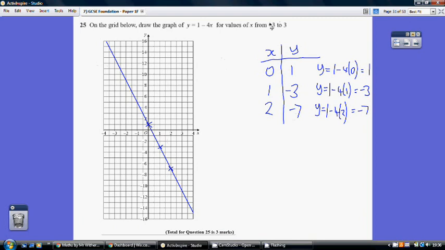But make sure your line stretches all the way, at least from minus 3 to plus 3. So all the way from minus 3 to plus 3. No harm in doing the whole of the graph paper, but you mustn't just restrict it to your 3 points. You must go all the way from minus 3 to plus 3 as required by the question.